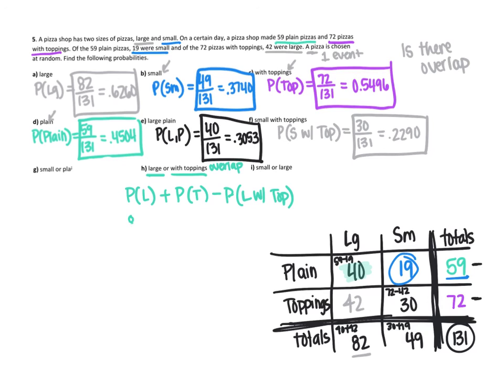So the probability of a large is 82 out of 131, plus the probability of toppings is 72 out of 131, but I have to subtract out the large with toppings that I counted twice. So this 42. So I'm going to do 82 plus 72 minus 42, and I get 112 out of 131, or 0.8550.